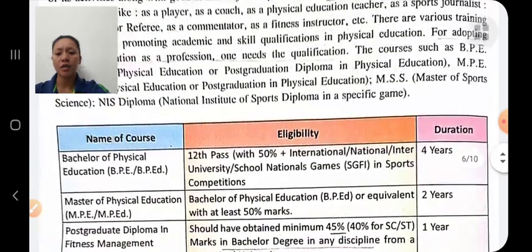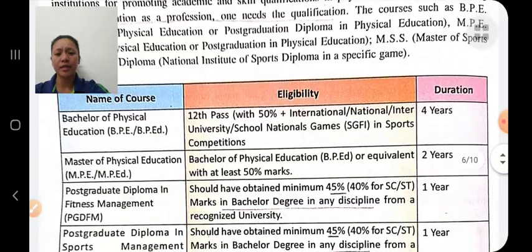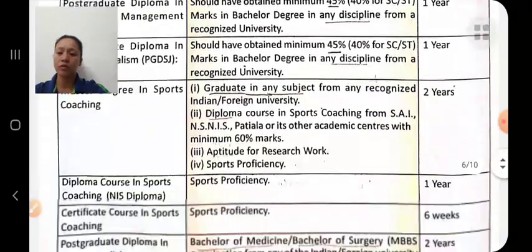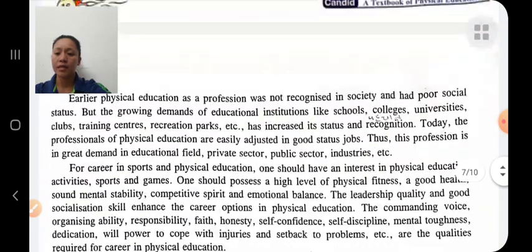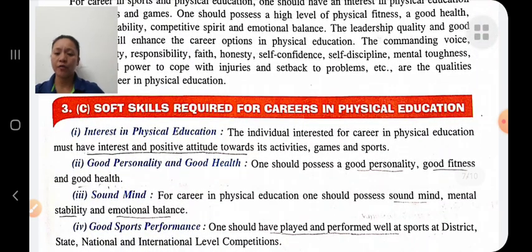These are the courses and their eligibility and duration. To choose the career, you have to do these courses. Next is soft skills required for a career in physical education. What are the skills you require for a career in physical education?